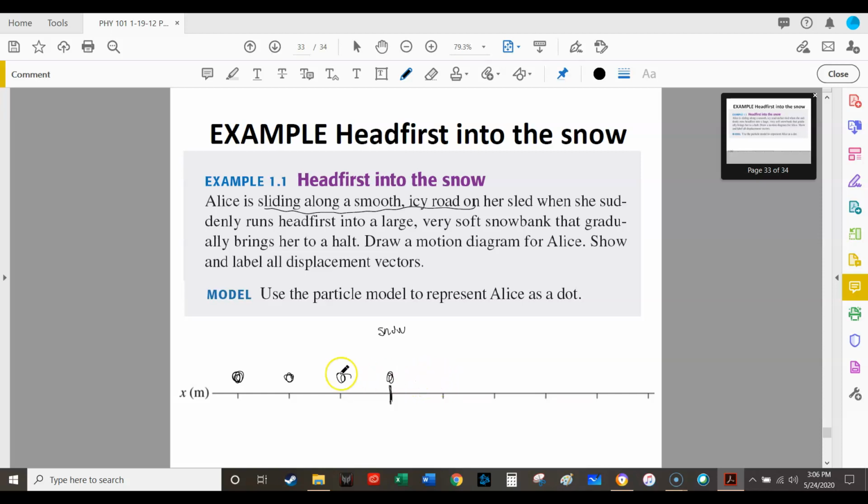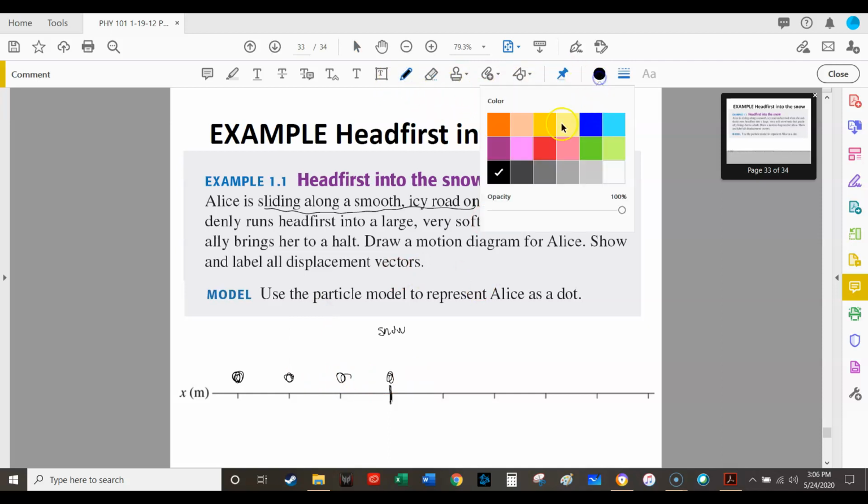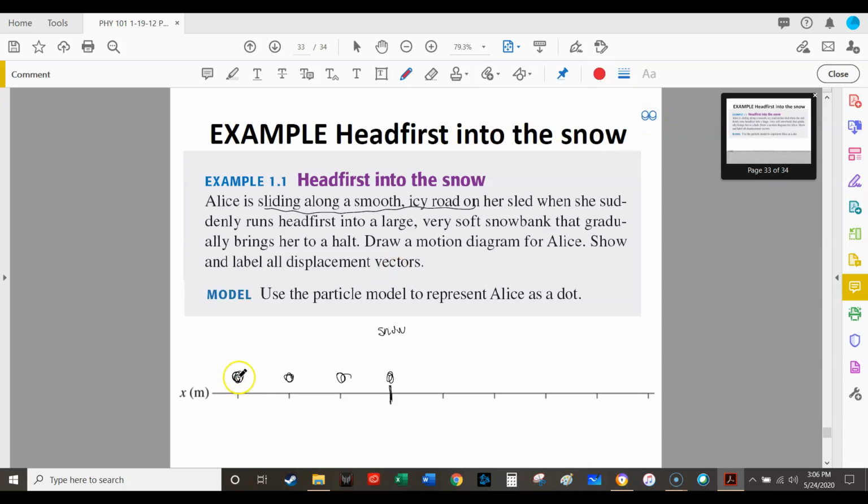That means if she's slowing down, her velocity vectors, and I'm going to use red to represent her velocity vectors, are going to be the same size prior to her hitting the snowbank. I'm going to use blue to represent the time. So she's got 0 seconds, 1 second, 2 seconds. She's moving along, and then all of a sudden she hits the snowbank. And now she's going to slow down.